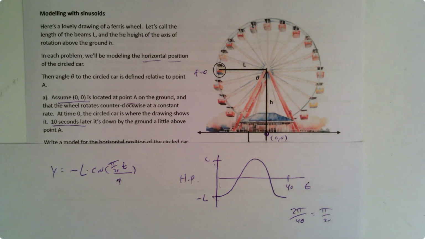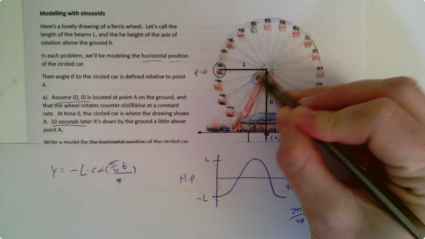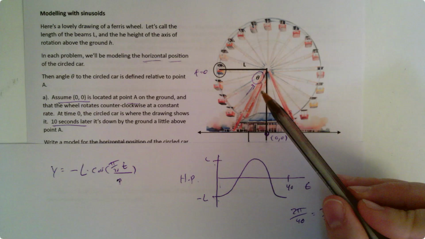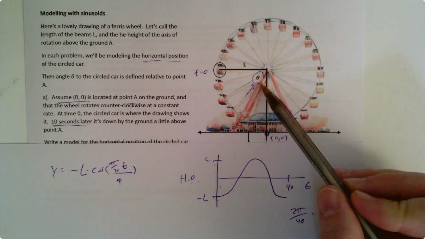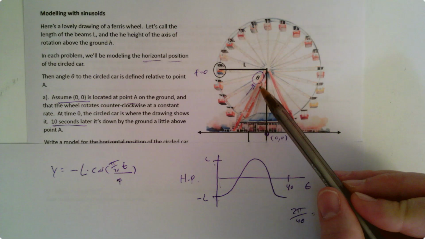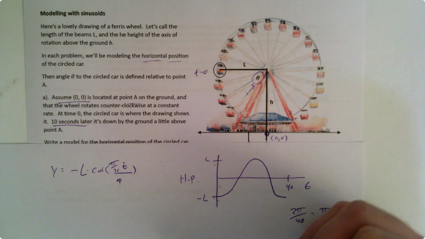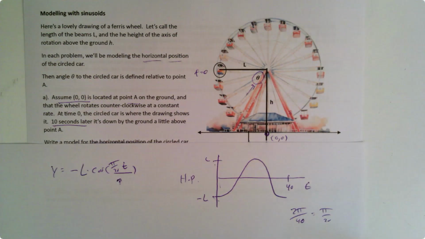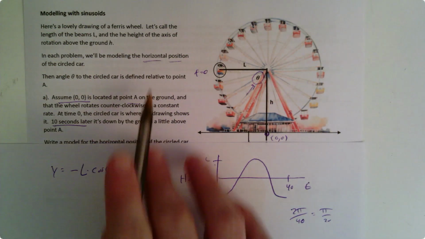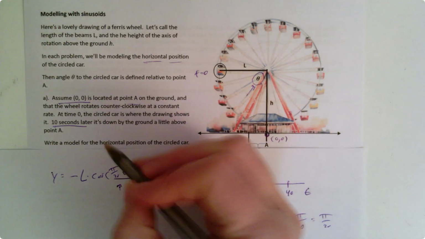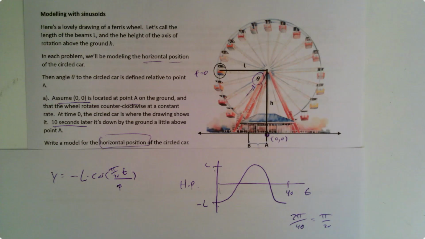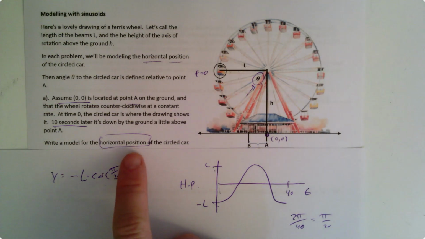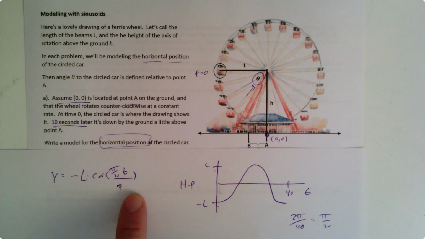Another thing that people got a little bit messed up with the fact that I said, let's define theta this way. My defining theta this way was relevant to part B of the question, but it wasn't really relevant to part A. Because in part A, all I'm interested in is modeling the horizontal position of the car. But you don't have to, your equation here, see how there's no theta in my equation? I only have t. I only have time.